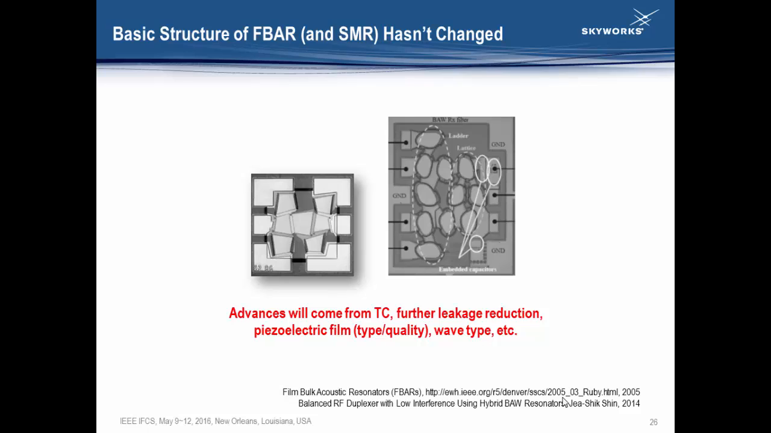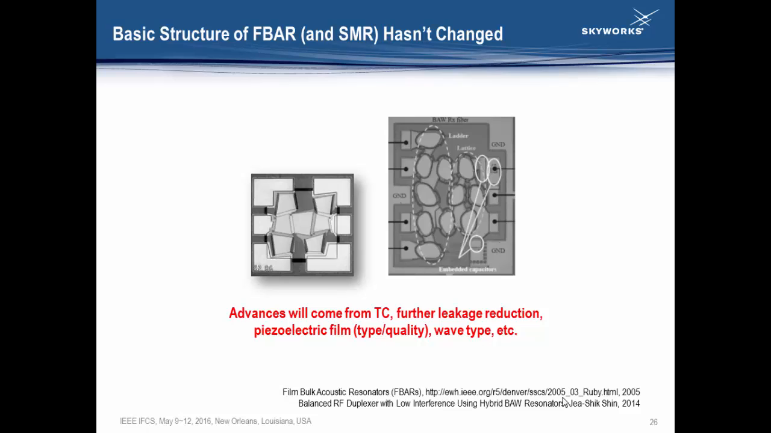F-bar doesn't seem to have as many parameters to play with. You can see that the one on the left is from a while ago, back in 2005. The one on the right side is 2014 from the Korean company. You can see that the structures of F-bar filters or resonators is pretty much the same. The shape changed a little bit, from polygon to oval shapes, just to avoid patterns. But the basic structure is pretty much the same: top and bottom electrodes on aluminum nitride.